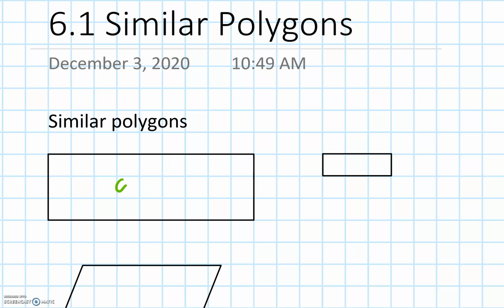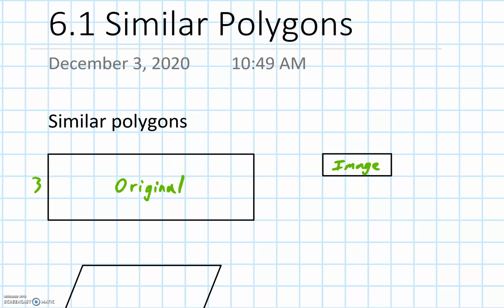So if this is the original, then I call this the image polygon. So first thing to notice is that all the angles have to be the same. If all the angles are the same, then it'll probably be similar. And then you take a look at the next thing, which is if the sides are some factor of change. In Math 9, you talk about scale factor, so that would be the term I will use.